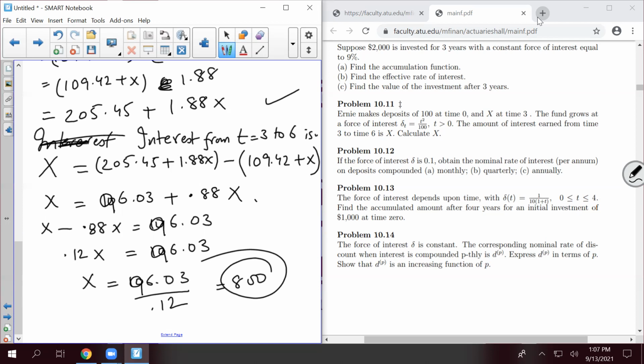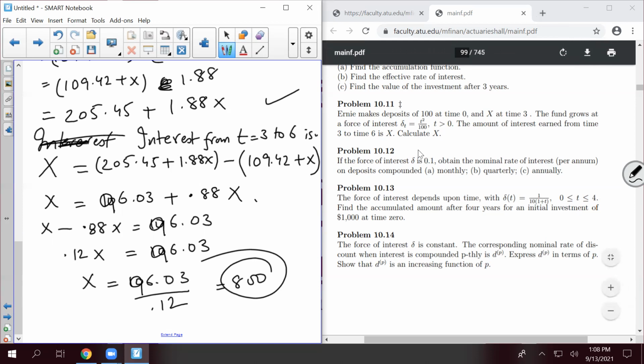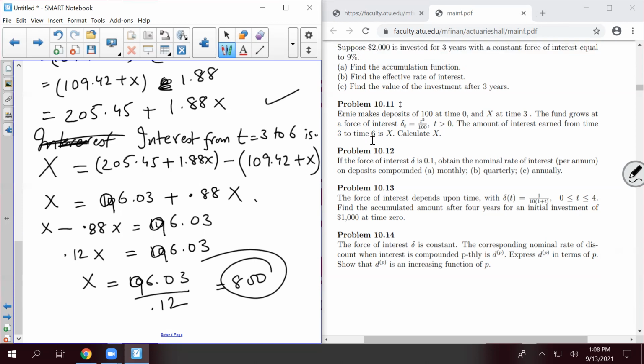So yeah, I think this is a slight variation of the one which we have on SWA now, but that uses exactly the same ideas. There, instead of saying interest from 3 to 6 is X, I think that they say that the final amount is X. Calculate the interest from 3 to 6, something like that. So after doing this, you are very well placed to tackle that one. Okay.